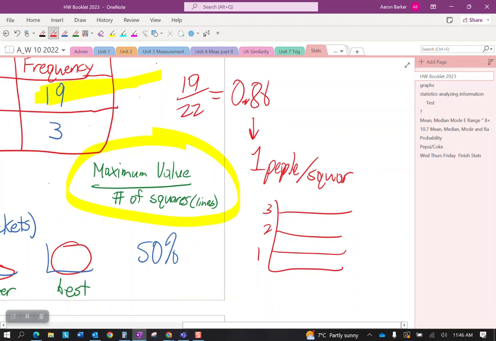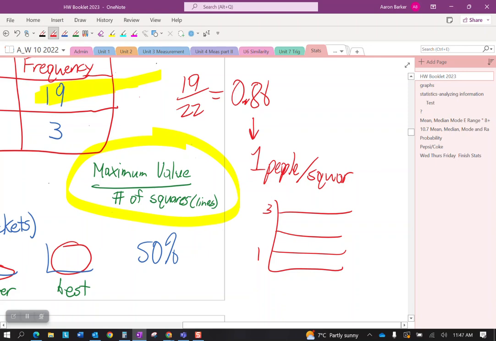Now I did say, Gabby, you don't have to write the numbers on each line. You could skip every other line. So you could go 1, 2. The 2 line's still there, but you don't have a number on it.